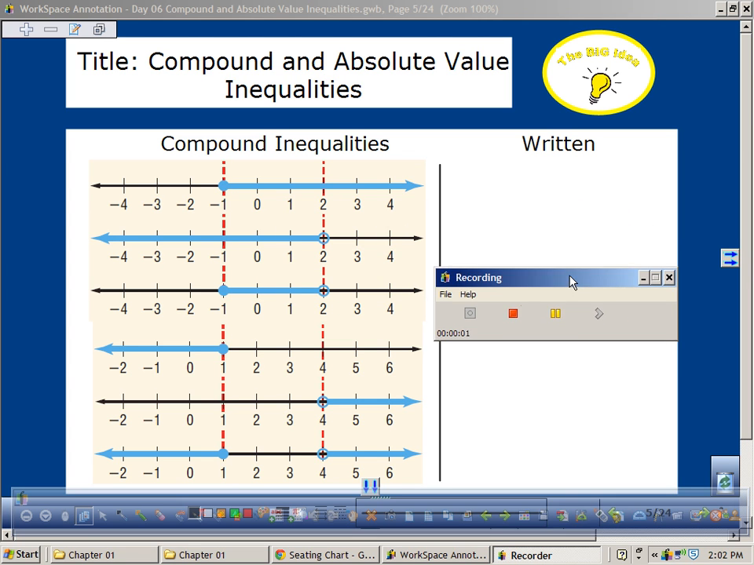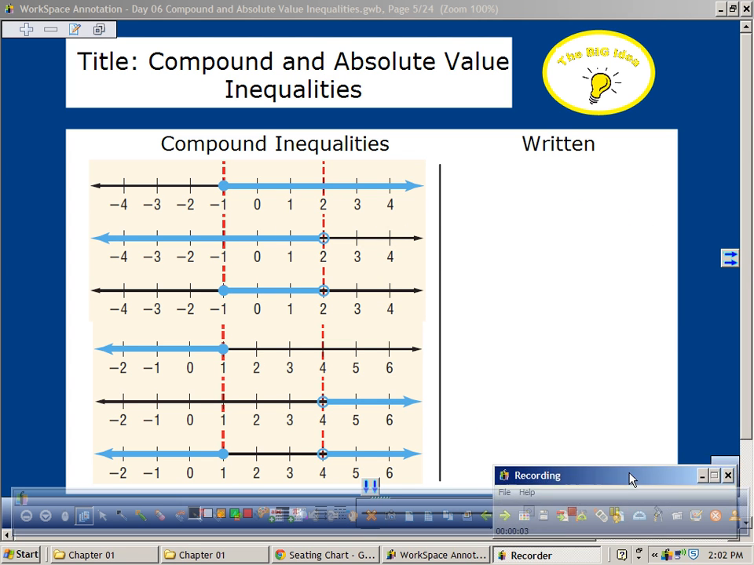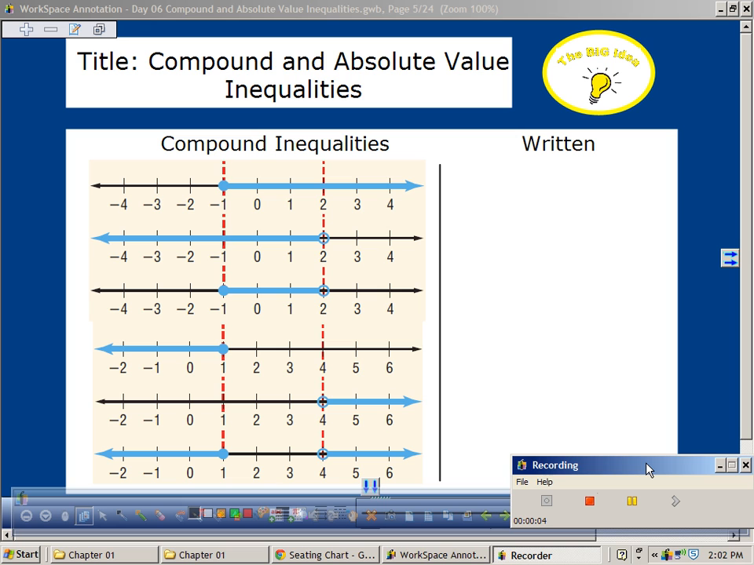Okay, so let's talk about compound and absolute value inequalities. Let me first describe to you what each one of these compound inequalities looks like algebraically.